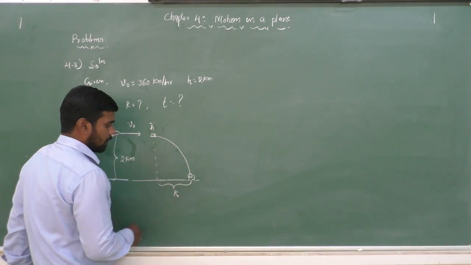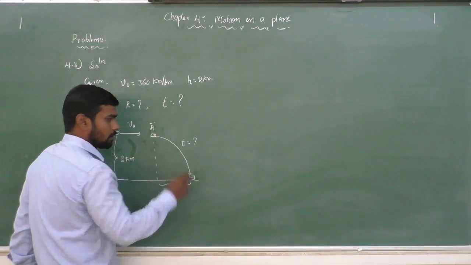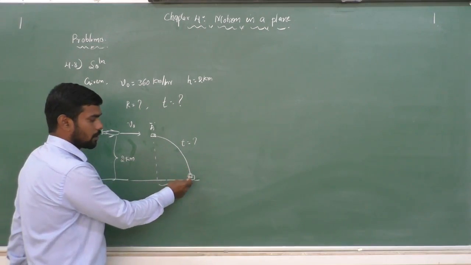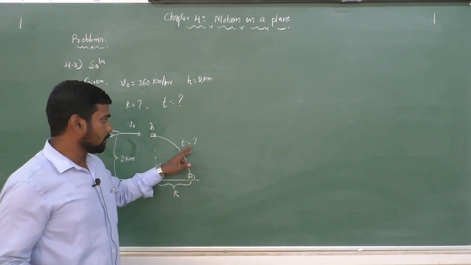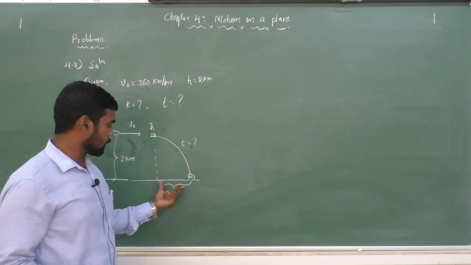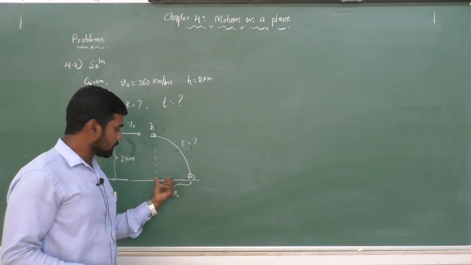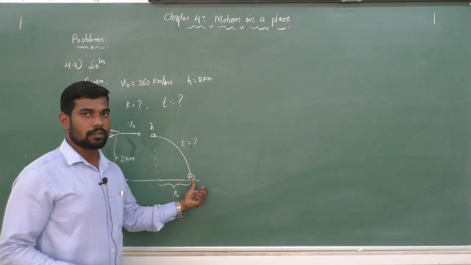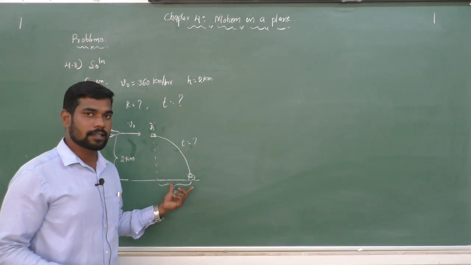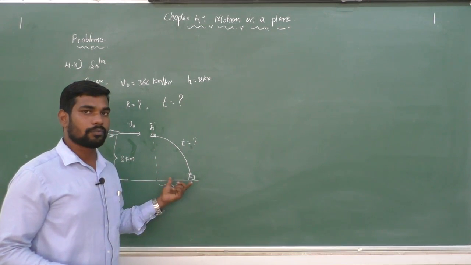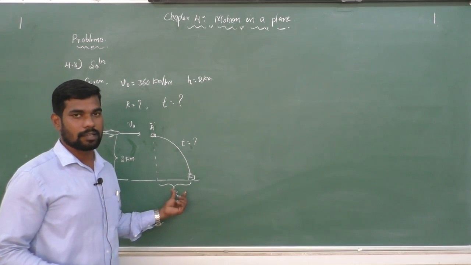And what is the time taken by the food packet to reach the ground? That time we should find out. And what is the range? The range is the horizontal distance traveled by the food packet before it hits the ground. That R we have to find out.